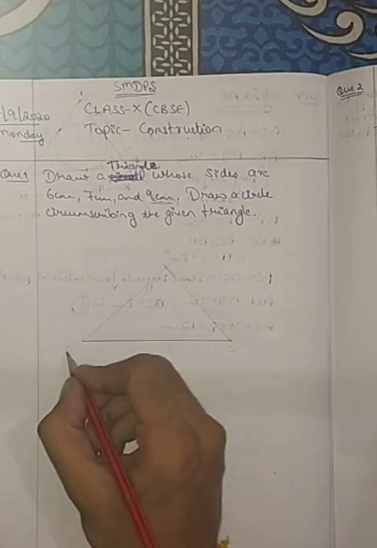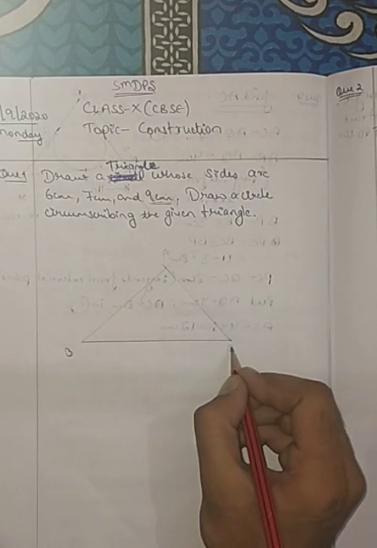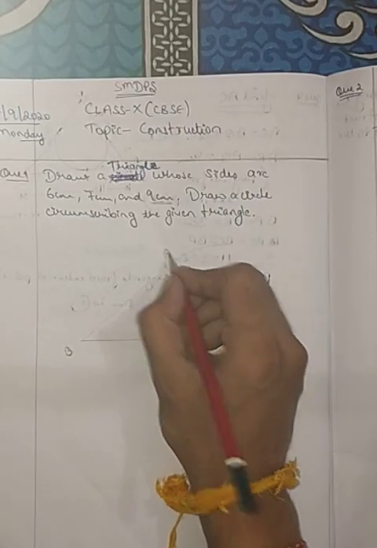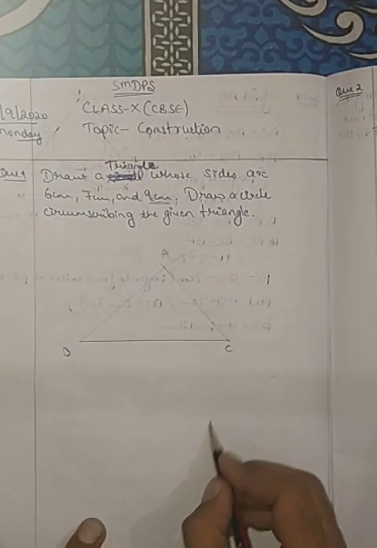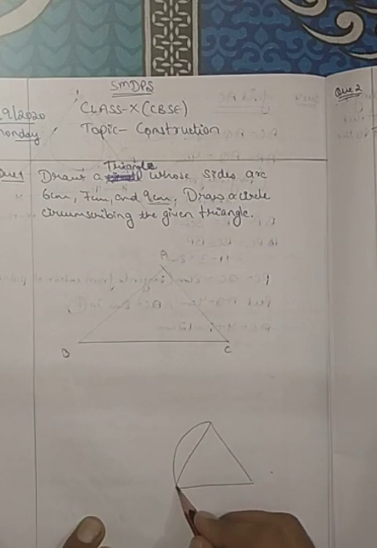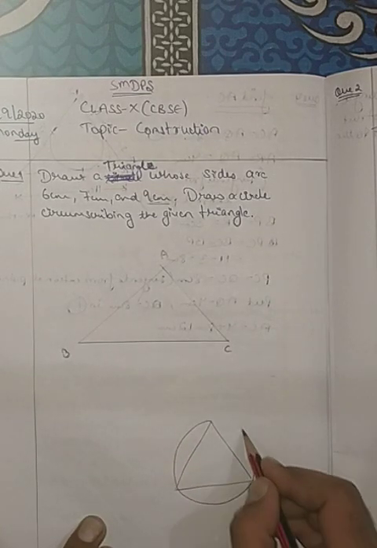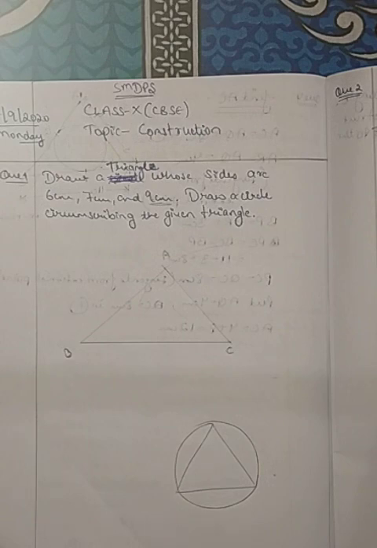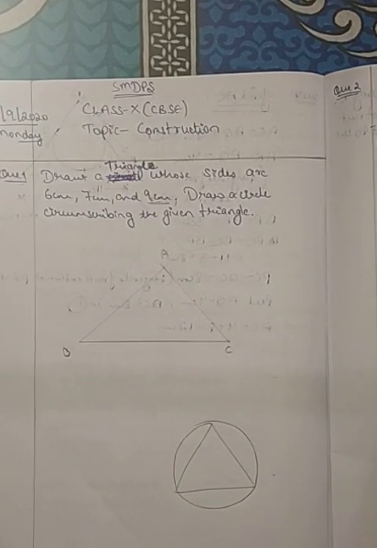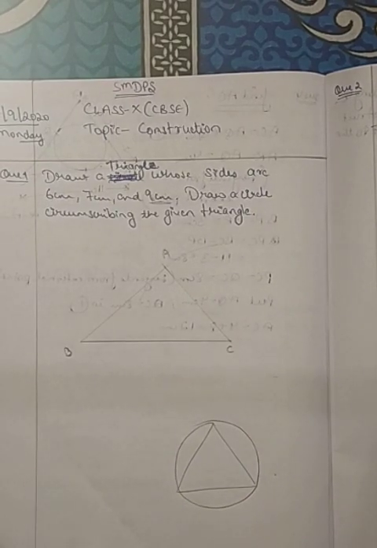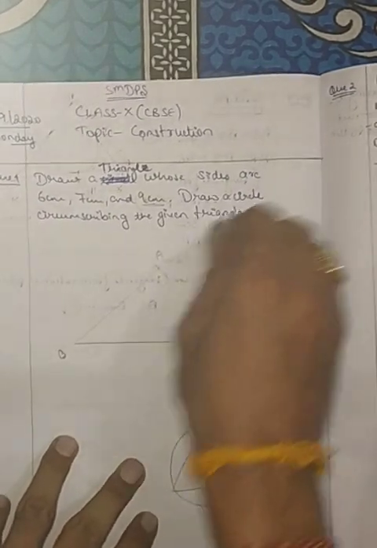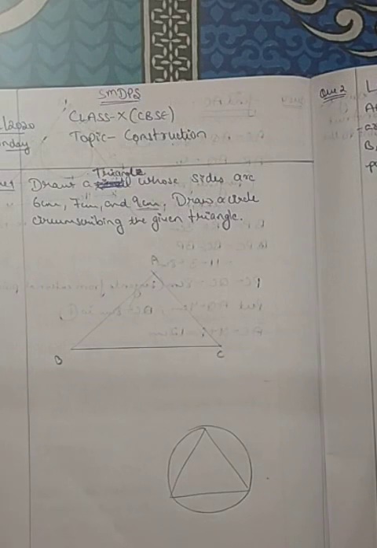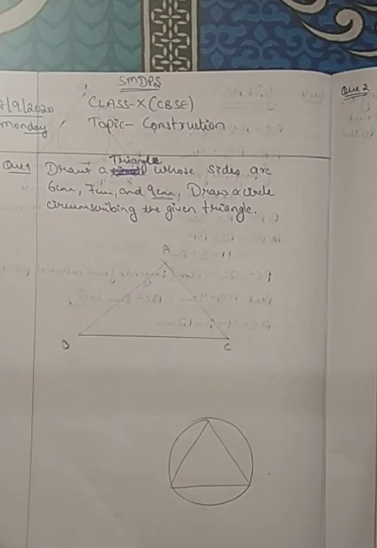Now what they are saying is, you have to draw a circle circumscribing the triangle. Circumscribing means a triangle is there, and you have to draw a circle passing through all the three vertices of the triangle. You might already know how to draw this circle. First we have to locate the center of the circle. How to locate the center? Draw the perpendicular bisectors of any two sides.